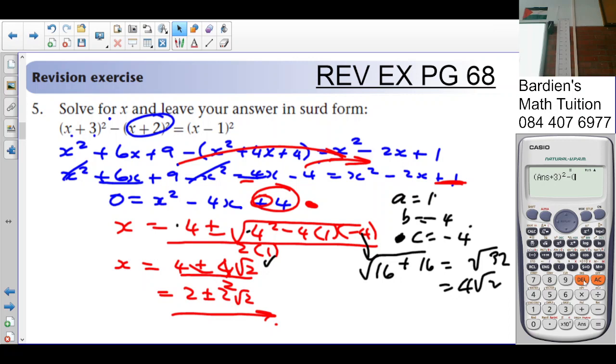minus open brackets answer plus 2 squared minus answer minus 1. It should give you an answer of 0. If you do anything other than that, I made a mistake. That's correct. So we are right and the book is wrong. Okay. What's the answer they have? Minus root 2. So they made a mistake. Okay.